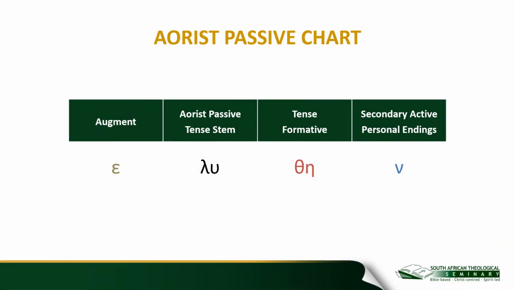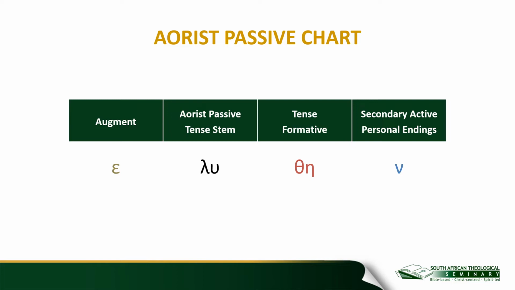This chart gives the building blocks for the aorist passive indicative. Several features require comment, so let's work through the features slowly. Firstly, being a past tense, it requires the augment. Nothing unusual here. It's a past tense, so the first building block is the augment.